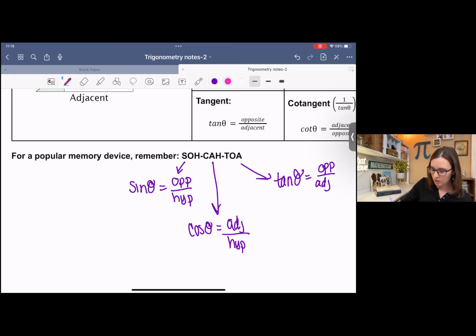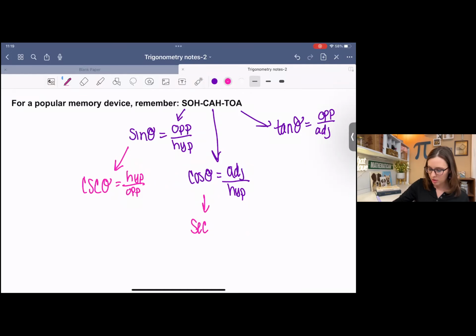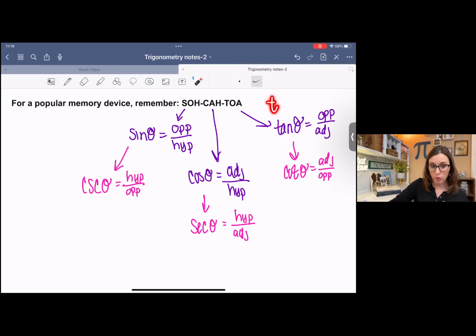So sine is associated with cosecant, and then you flip that fraction. Cosine is associated with secant, flip that fraction. And then tangent is associated with cotangent, flip that fraction. Okay, a couple things I want to point out here that might help you. When you're writing the word tangent, a lot of times if you use a little curly T, that's going to help because a regular T is going to look like a plus sign, so be careful there.